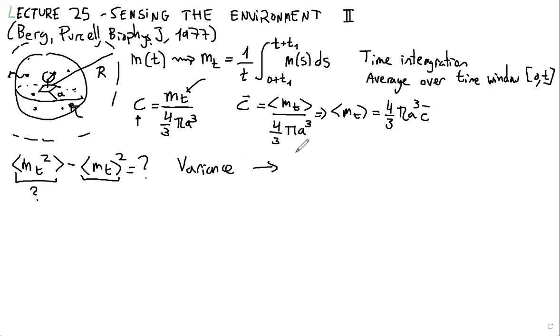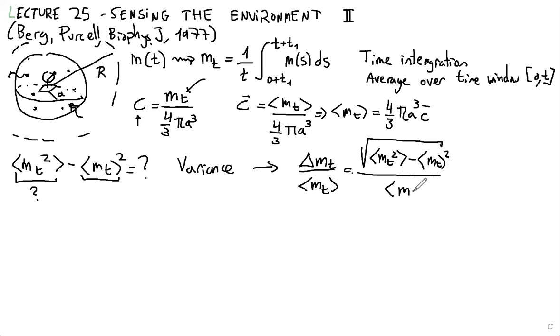Because then with this, I will know what I'm interested in: this quantity, delta m_t divided by m_t, which is the standard deviation, the square root of the variance, which will be the average of m_t squared minus the square of the average of m_t, divided by the average of m_t. This will be the goal of today's lecture, computing this fully.